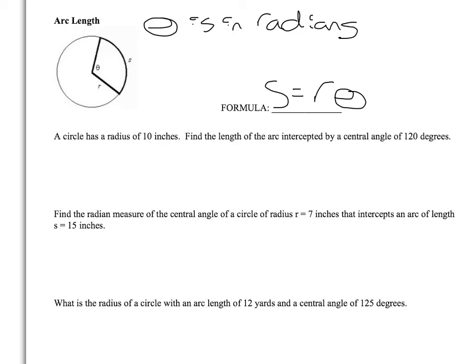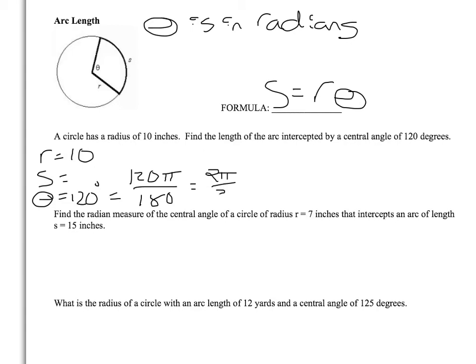So it says a circle has a radius of 10, so that tells me R is 10. We want to find the length of the arc, so I don't know what that is. But I know that the angle is 120 degrees. And I just told you theta has to be in radians, not degrees. So let's use our shortcut way to convert that. You have to multiply by pi and divide by 180. And you type 120 over 180 in your calculator without the pi, and you'll get 2/3, so it's 2 pi over 3. Now that I have my theta in radians, I can use my S equals R theta formula.